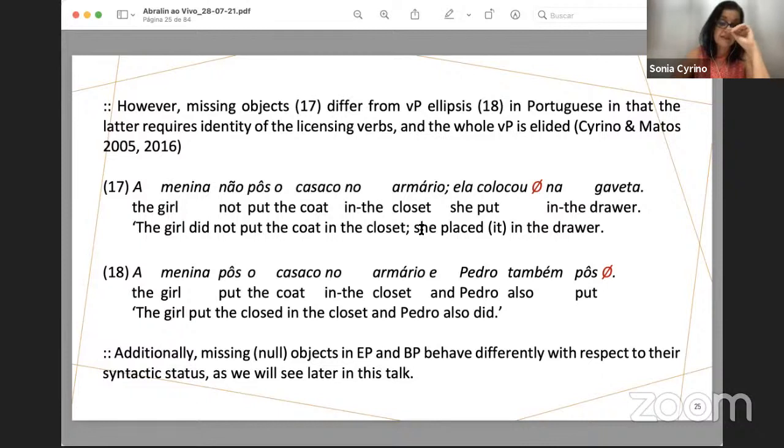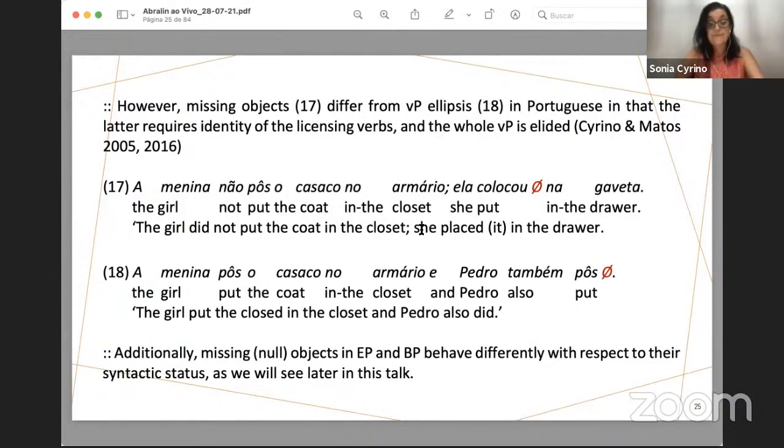So if we have 17, look at 17. A menina não pôs o casaco no armário, ela colocou na gaveta. The only thing that is missing here is the object. So here we have a missing object, a null object, and the verbs are not the same, right?